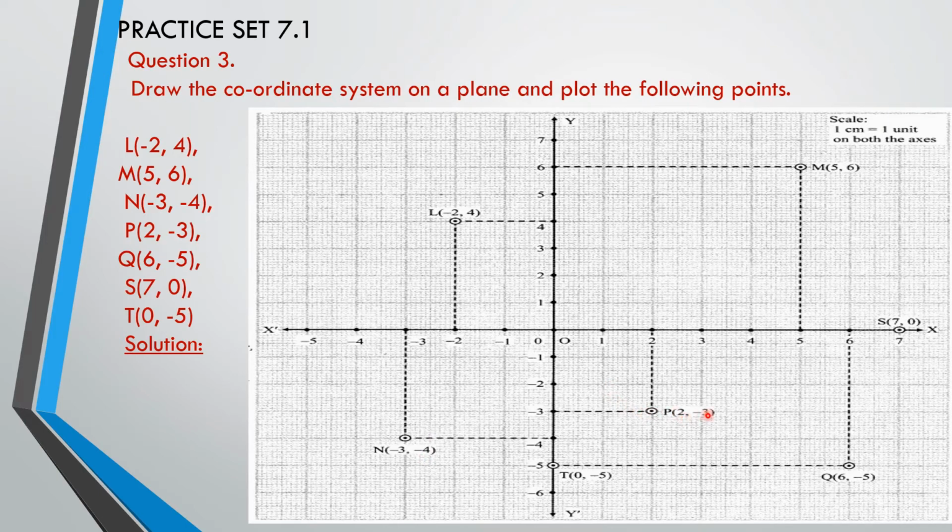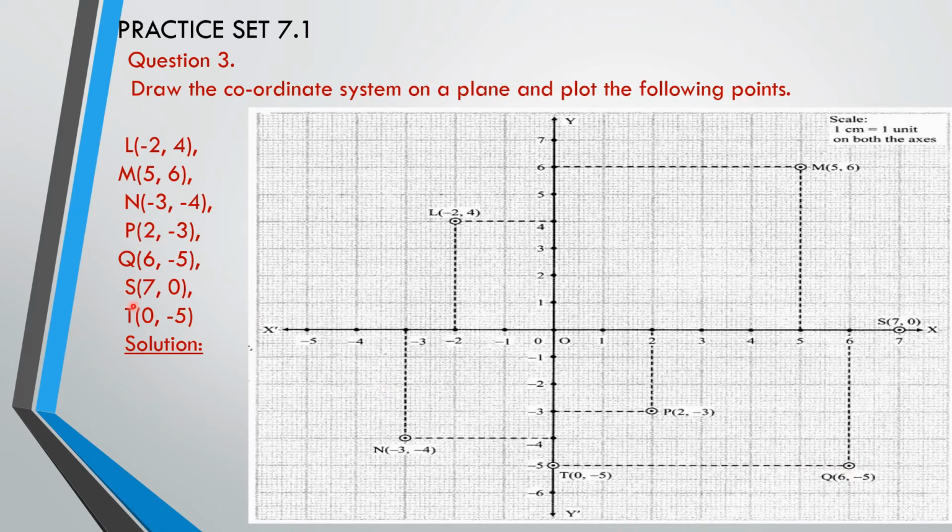The same, there is P of 2 and negative 3. The x coordinate is 2 and the y coordinate is negative 3. The point lies in the fourth quadrant, that is positive and negative. And Q of 6 and negative 5. The x coordinate is positive, the y coordinate is negative. The point also lies in the fourth quadrant.